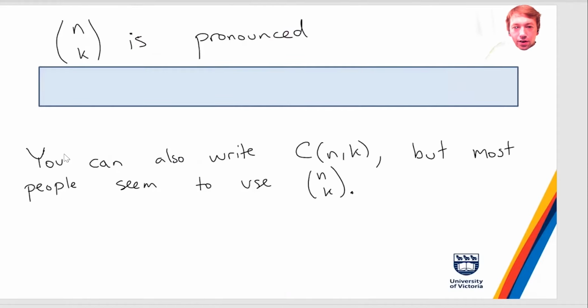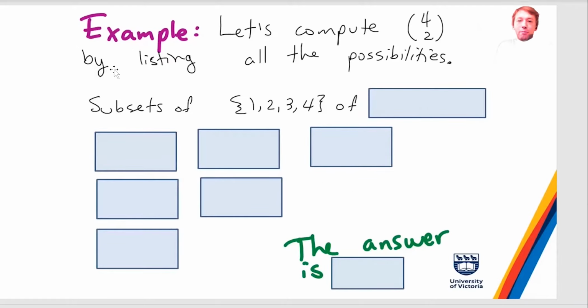Oh, yes, so this is what I just explained. It's pronounced n choose k, and you can write it either way. But usually the preferred way to write it is this notation here with n on top of k. So how big is n choose k, or what is n choose k equal to?